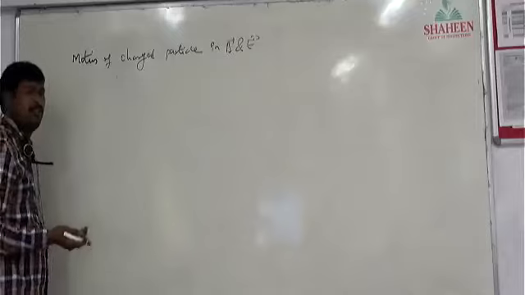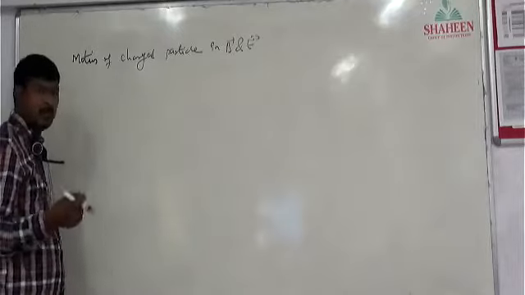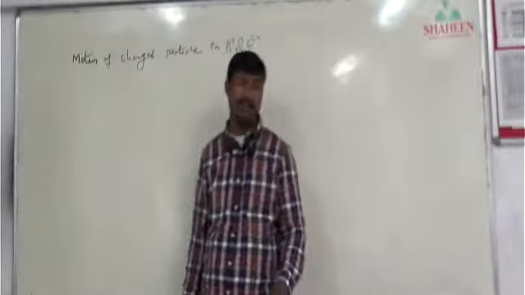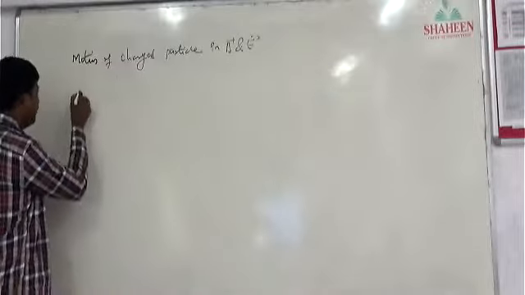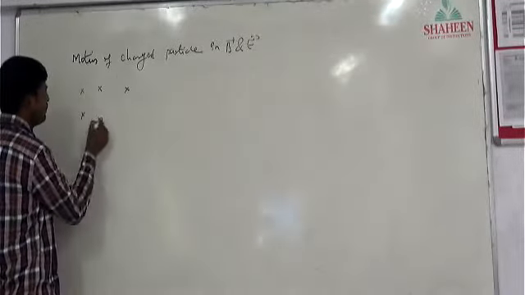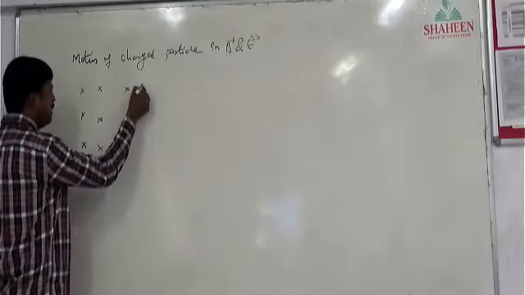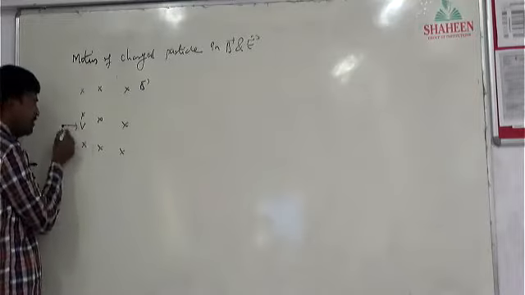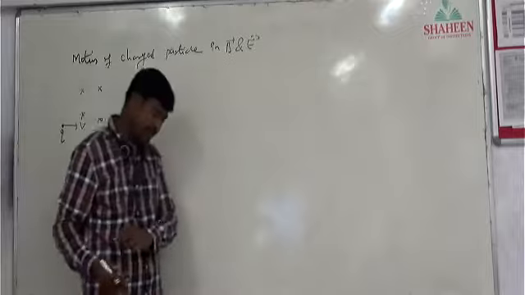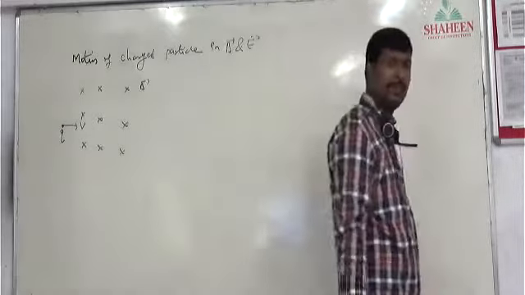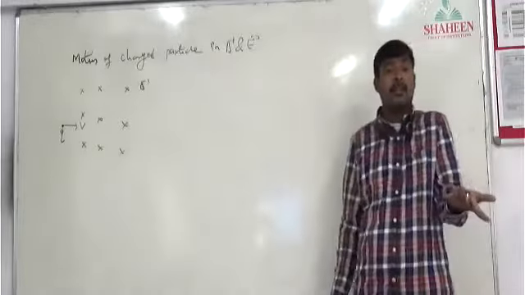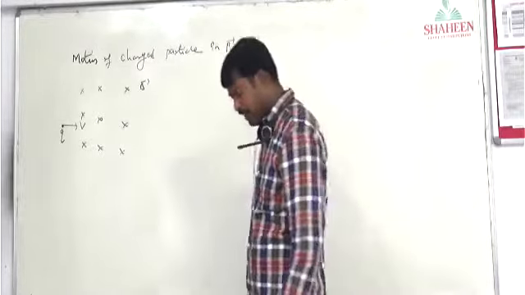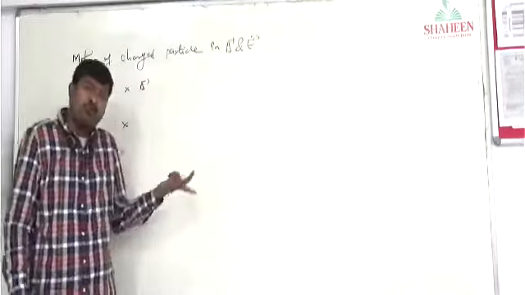We know that whenever a charged particle is moving in a magnetic field, it will experience a force. For example, we have a uniform magnetic field directed inward here. A charge Q moving with velocity v enters this magnetic field. So what will happen? Force will act on it.